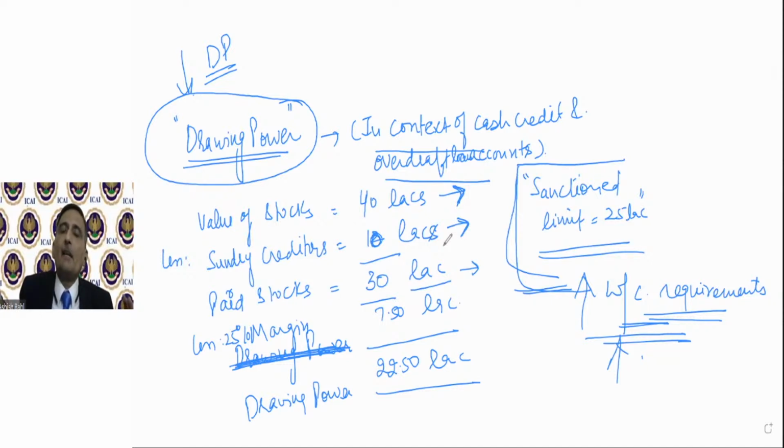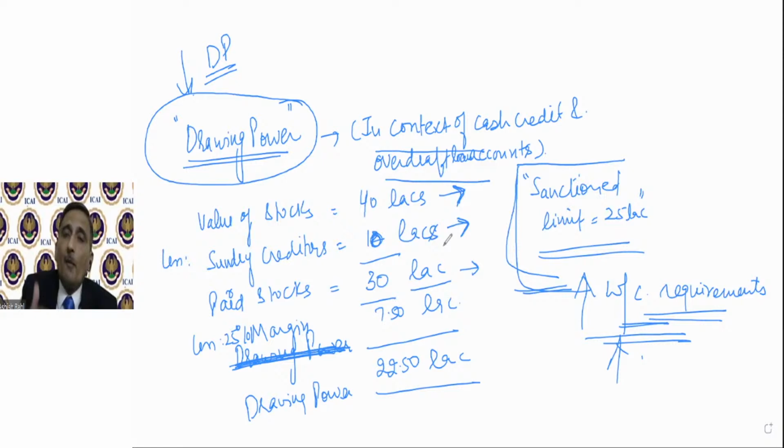Now what does it mean? It means that against the stocks of 40 lakhs, 10 lakhs credit I am availing from market, because I have not made payment for these stocks. I am availing credit from market in the shape of sundry creditors against my purchases. So I have made payment for only 30 lakhs. These are my paid stocks.